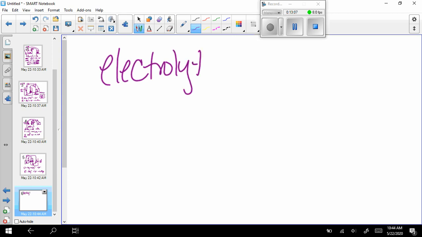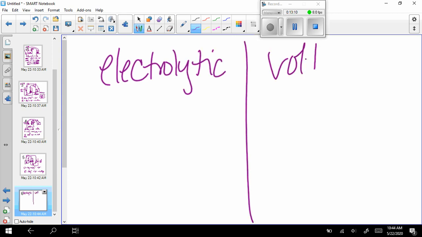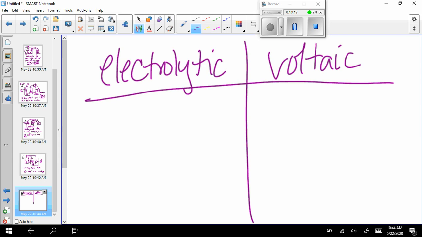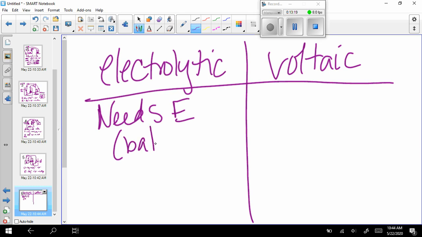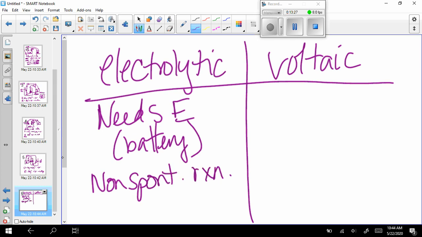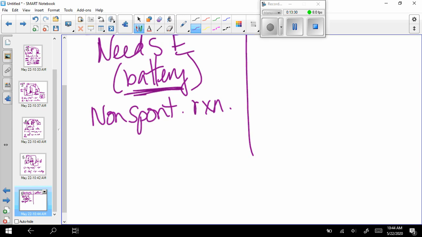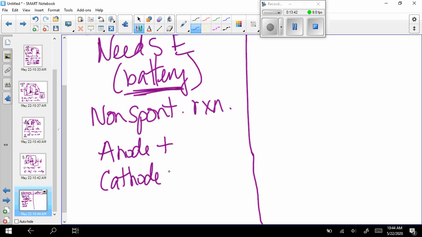All right, so my final summary of this. Electrolytic cells versus voltaic cells. Let's just do a little comparison chart. This one needs energy. It needs either a battery or it needs to be plugged in. And that's because it is a non-spontaneous reaction. You definitely notice the battery in the picture. That's one of the easiest ways to recognize the reaction. Here, the anode is positive and the cathode is negative, but the anode is still where oxidation happens and the cathode is still where reduction happens.